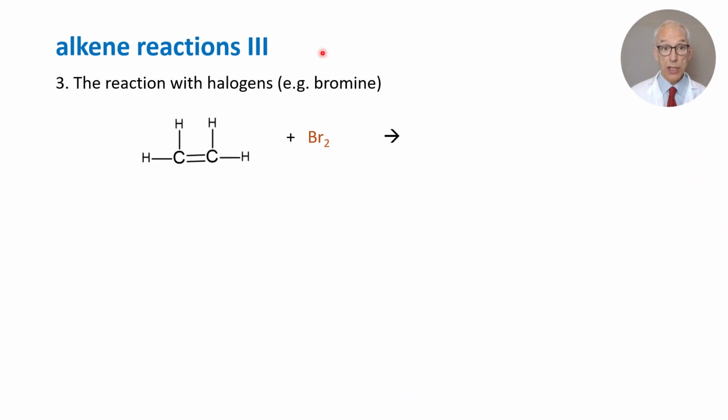Now, the third alkene reaction that you are expected to know about is the reaction with halogens, for which I'm going to take an example, bromine. So here's ethene again with bromine Br2. Can you predict the structure or the displayed structure of the product? Stop the lesson, come back when you're done.